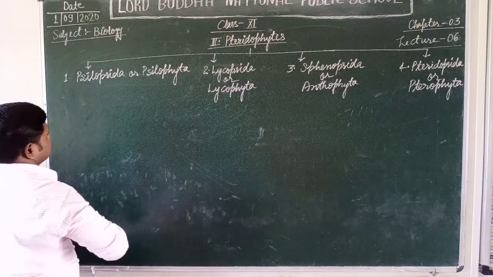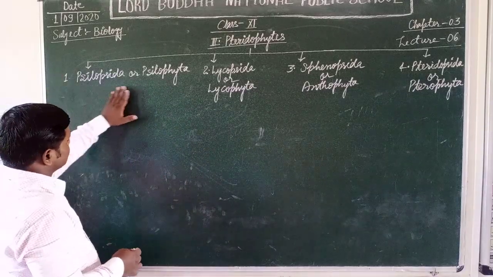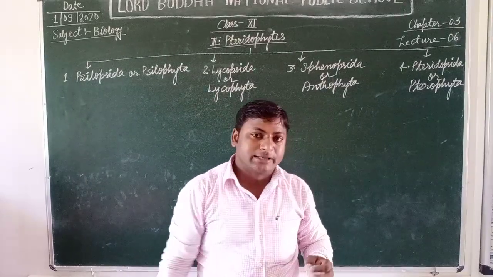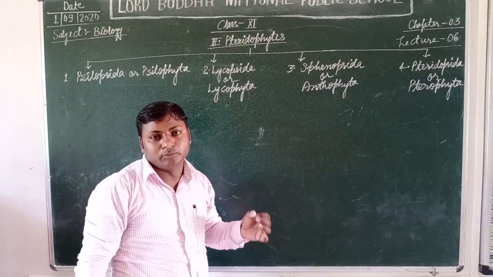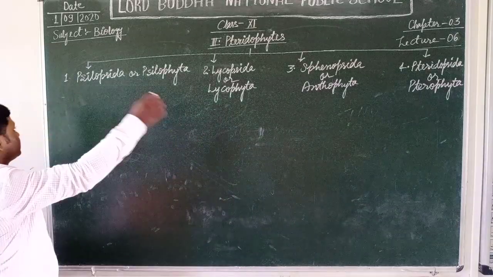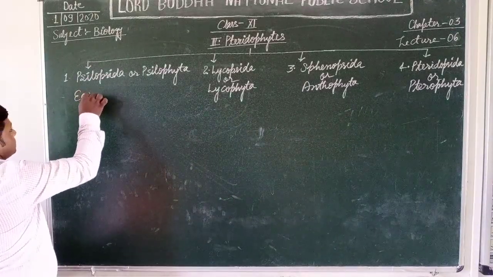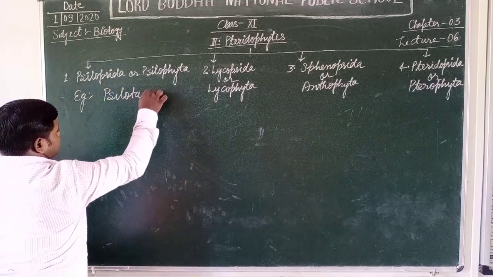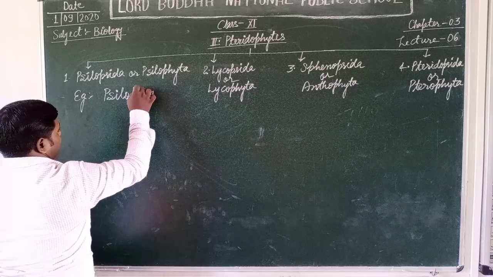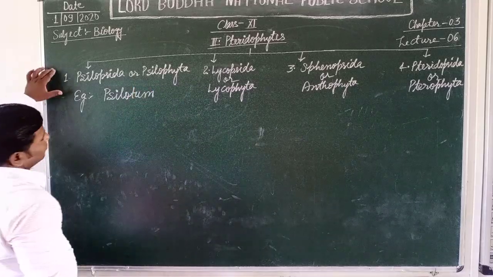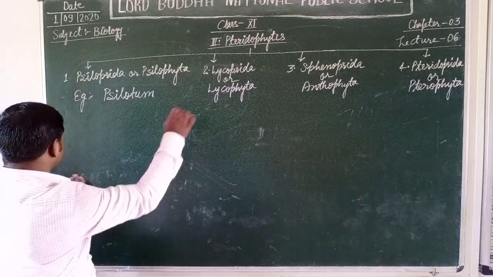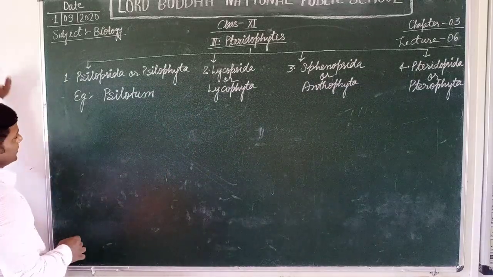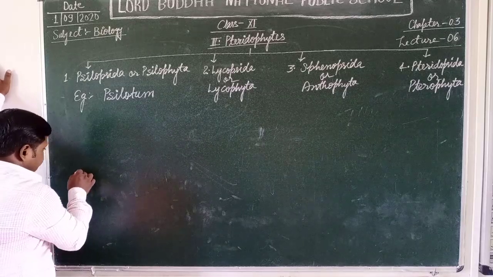Taking the example of Psilophyta, the Psilophytes only bear roots, and their roots have the ability of absorption of water and minerals. Psilotum is the best example of this subgroup of Pteridophyta. Here I take the diagrammatic representation of the Psilotum.